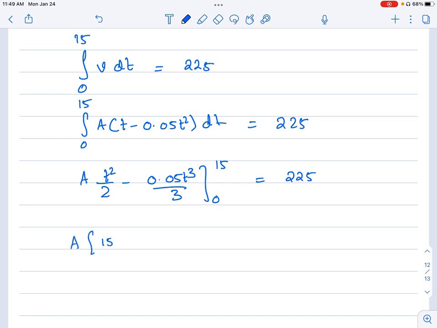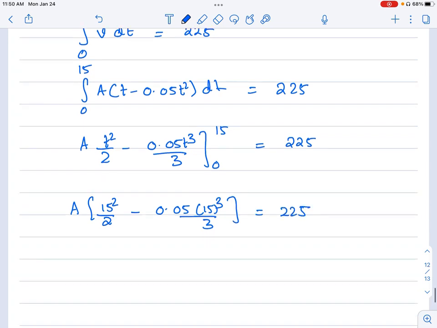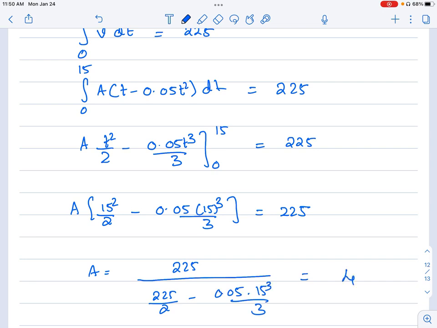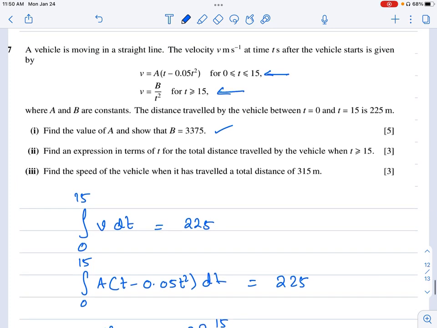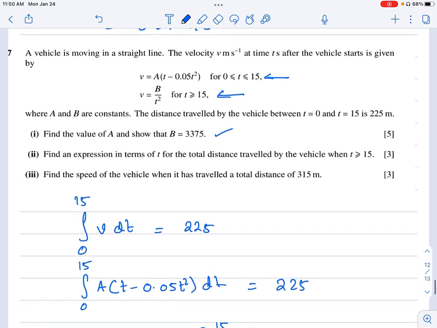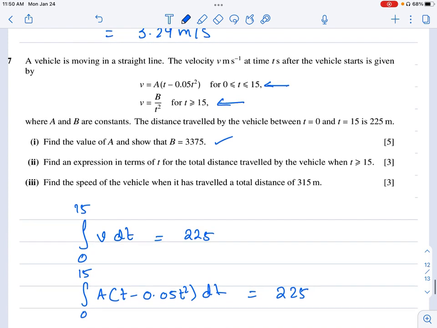A times 15 squared by 2 minus 0.05 times 15 cubed by 3 is equal to 225. Simplify this: A is equal to 225 upon (225 upon 2 minus 0.05 times 15 cubed upon 3). Do it by calculator. This should give you the answer for A, which is 4. And show that B is 3375. Now we have to prove that the value of B is 3375.